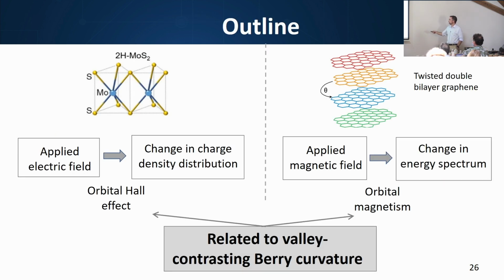So we went through a lot of stuff, but I would say there's some unifying notion: we're trying to find measurements that tell us something about valley-contrasting Berry curvature in non-magnetic materials.